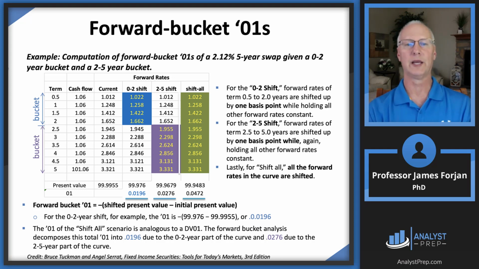Then we can sum those forward rates, and notice that under the current forward rates, we get a present value or a price of 99.55. And then if we do that shift upward, the present value goes down to 99.976, then 99.9679, 99.94. You can take the difference, and that's what I have down at the bottom, the 196, the 276, and the 472. That's the difference between those prices.